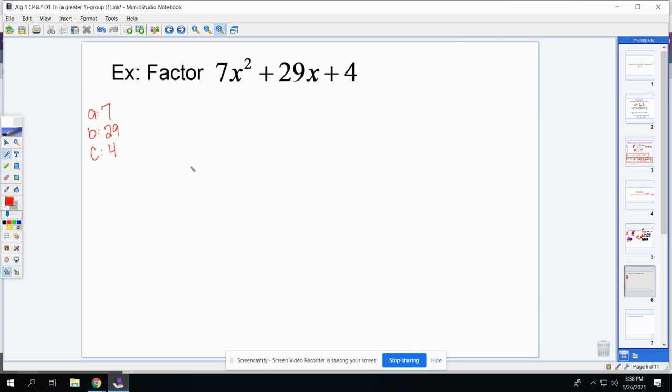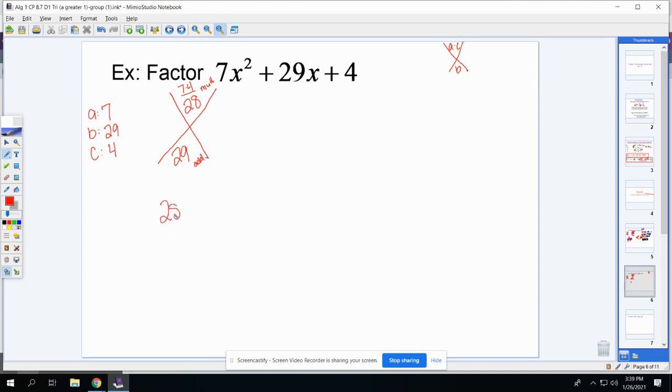Okay, now that we've gone ahead and found our A and our B and our C, we are good to go ahead and start using our X method. So our X method here, remember, is A times C on the top with B on the bottom. So A times C here, 7 times 4, that gives us 28. And on the bottom here is 29. So we need two numbers to multiply to give us 28 and add to give us 29.